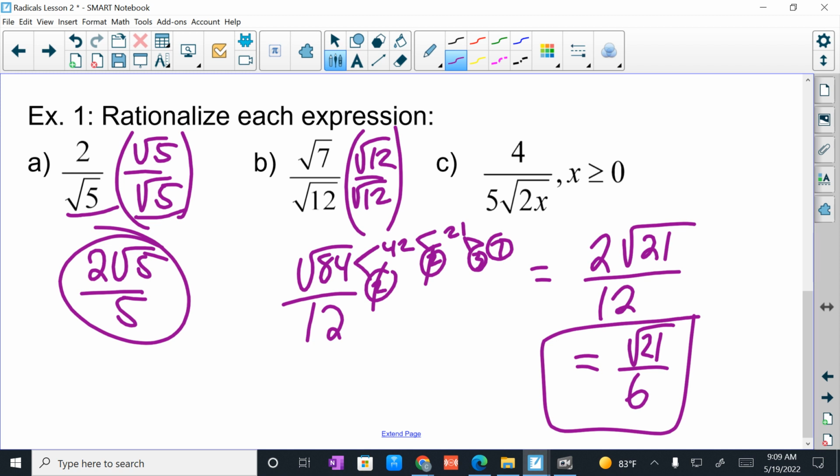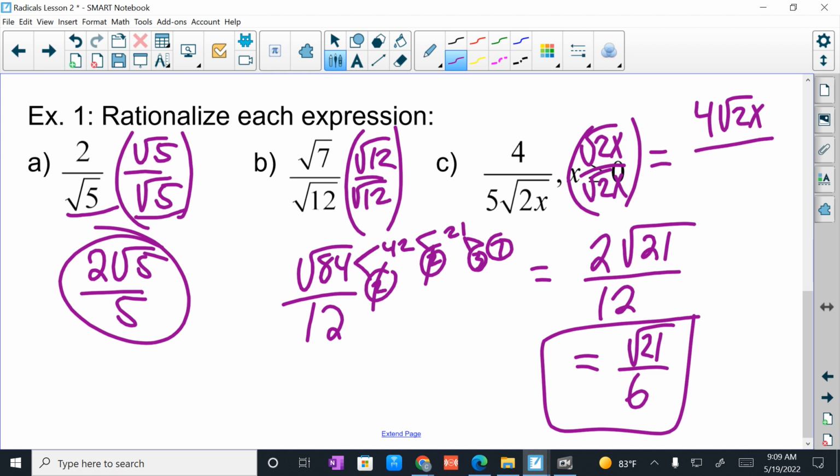For C, I have a 5. That's not in a square root, so I don't have to rationalize that. But I do have the square root of 2x. How many more 2x's do I need to pull out 1 from a square root? You need 1 more. So I'm going to multiply square root of 2x to both top and bottom. What am I going to get in the numerator? 4 square root of 2x.